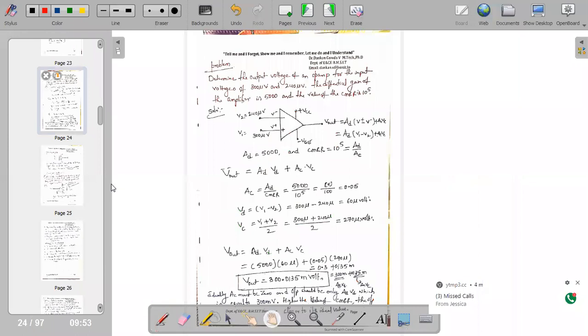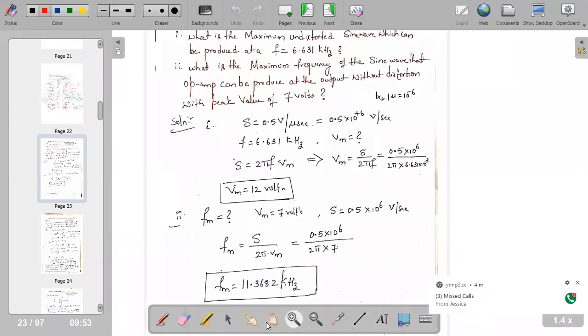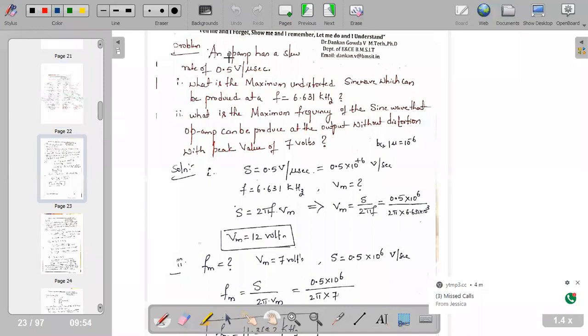Yeah. See, after this, now let us consider a problem based on common mode gain and op-amp slew rate. Please observe here. So what is the given data in this question? Observe carefully. An op-amp has a slew rate given as 0.5 volt per microsecond.